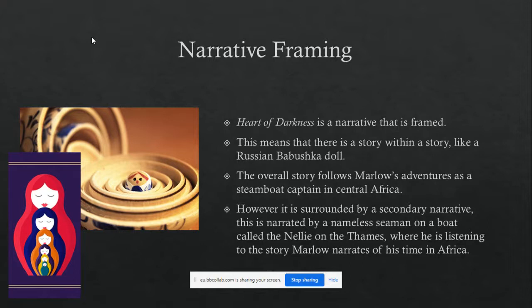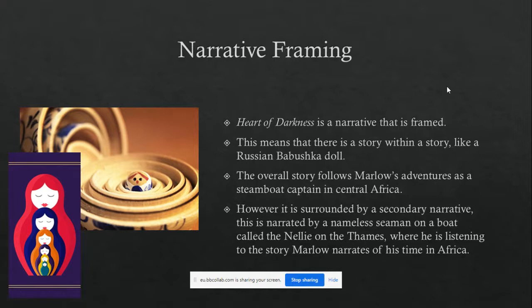So I put up a little image of what is called a babushka or a matryoshka doll, and it's a Russian toy. But the idea here is, as you can quite see, there's one little story and another little story and another little story and another little story. Obviously, we're not going to be dealing with that many narratives in this book, but I do want you to think about how there is a secondary narrative to this text.